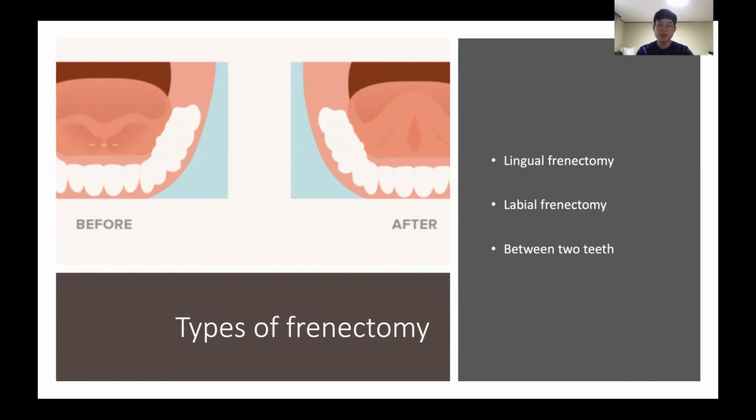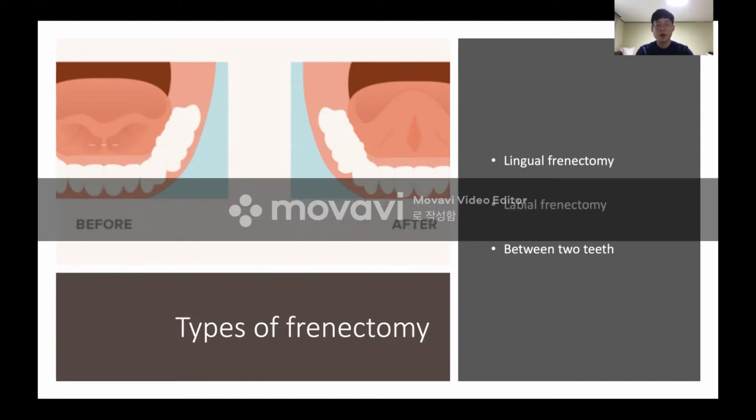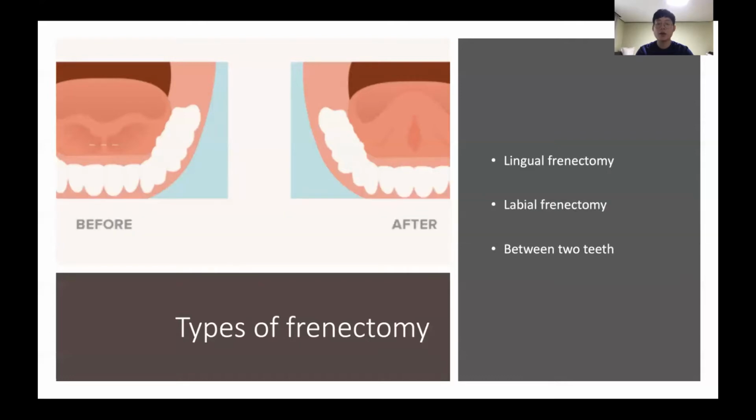The second type is labial frenectomy. Labial frenectomy is very common with patients undergoing dental treatment to get the proper fit of dentures or patients who have tissues attached to center of the upper lip and causing recession of gums or gap between the upper front teeth called central incisors.